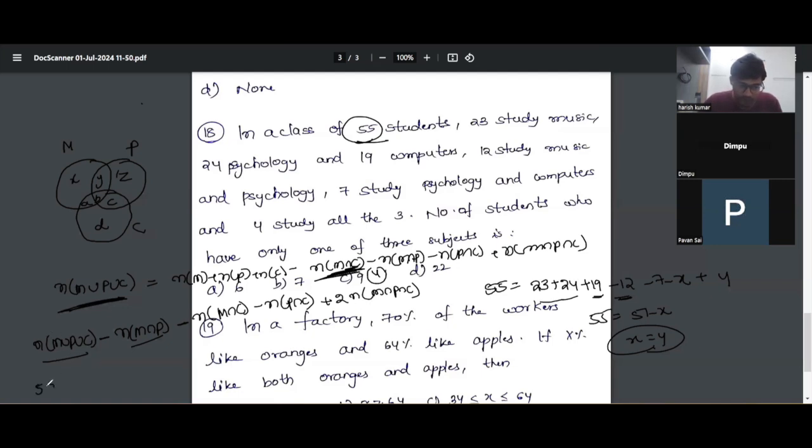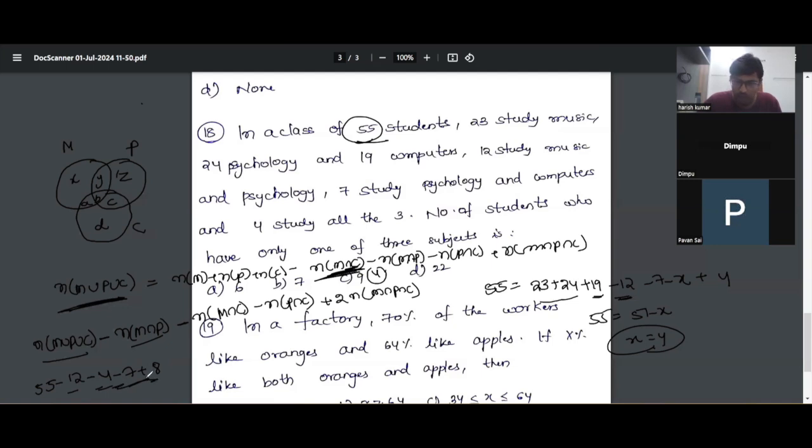So this is 55 minus n of M intersection P. So music and psychology is 12. Then music and computers is what we found, that is 4, right? And psychology and computers is 7 plus 2 times 4, which is 8, right? So 55 minus 12 is 43, minus 4 is 39, minus 7 is 32, plus 8 is 40.